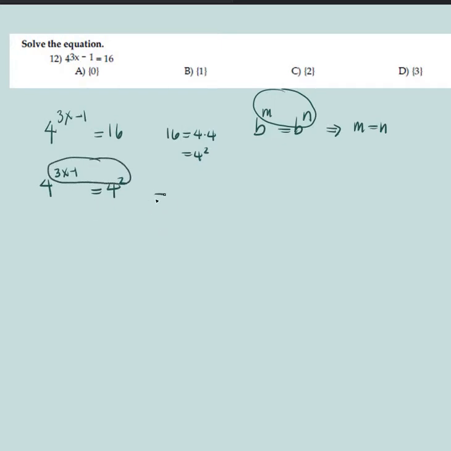So this gave us that 3x minus 1 is equal to 2. We send 1 to the other side, we will have that 3x is equal to 2 plus 1. 3x is equal to 3. We divide both sides by 3, and we get that our answer is x is equal to 1. Yay! Here is B. Okay, we're going to do another problem.